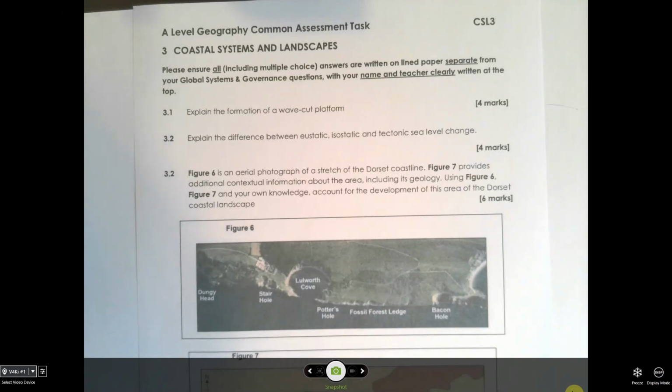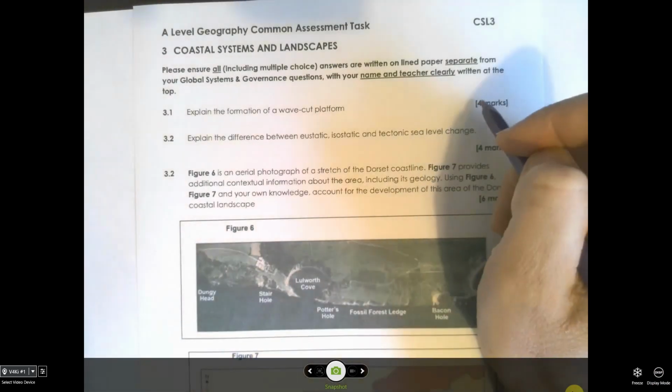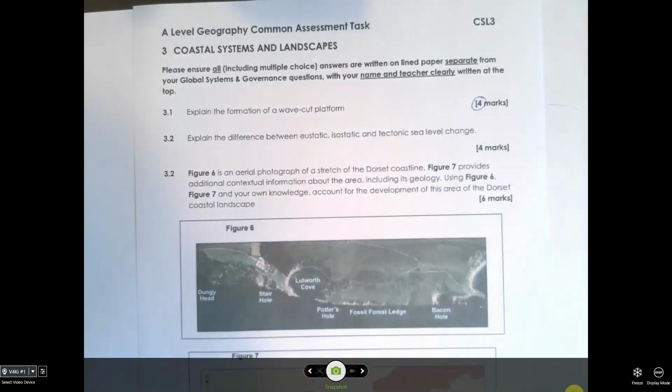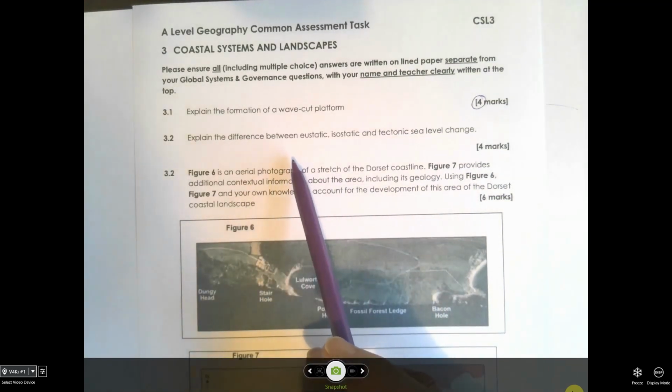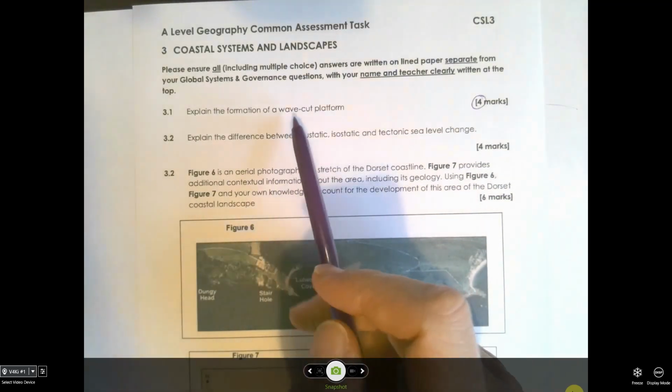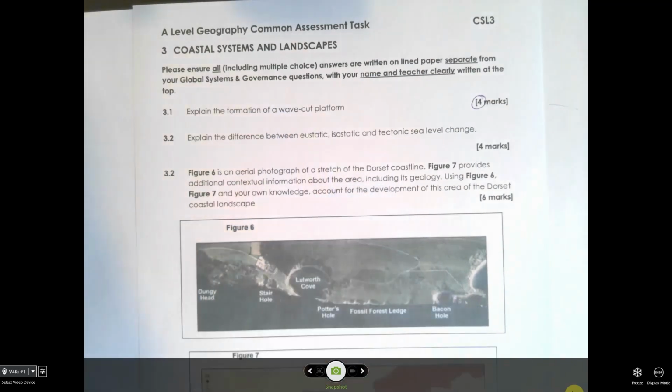Explain the formation of a wave cut platform. Very straightforward, this question. Obviously worth remembering that it's four marks, so really we want to be looking to say four things, make four points about the formation of a wave cut platform. I'm not going to talk you through that whole process now, but just make sure that you go back and have a good check of your notes about that landform in particular. Should be a relatively straightforward one for you.